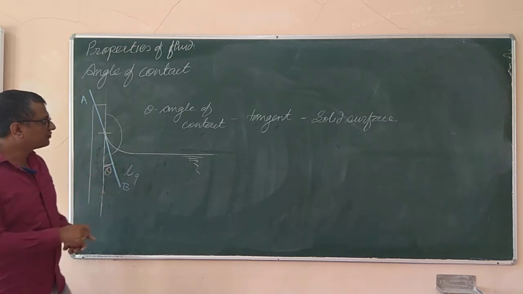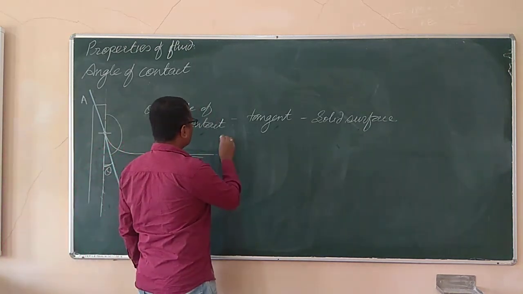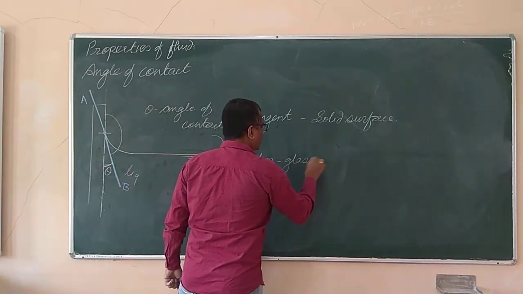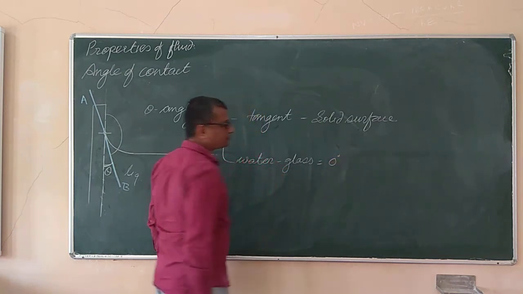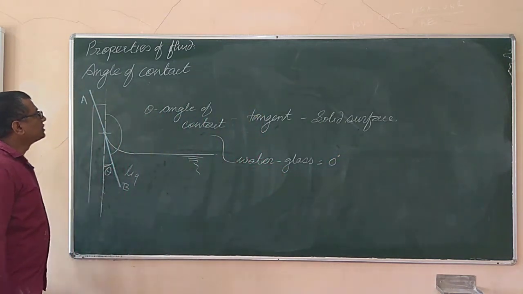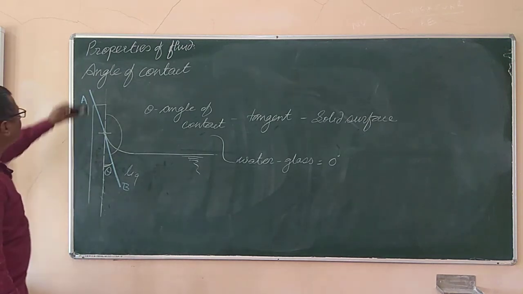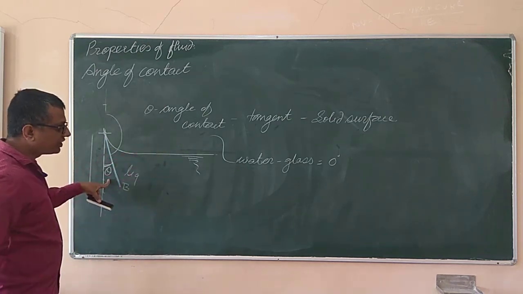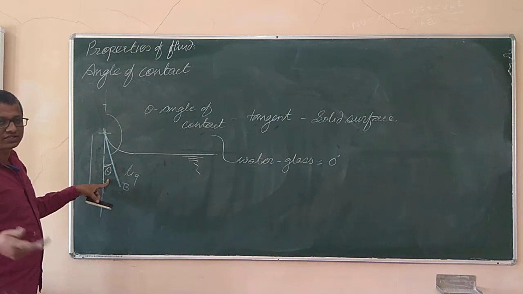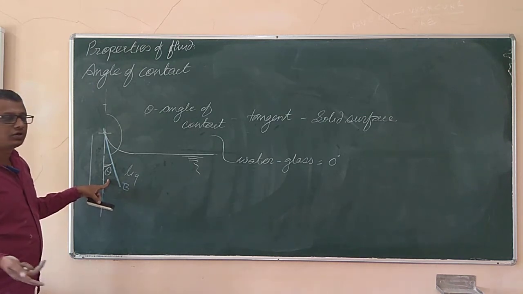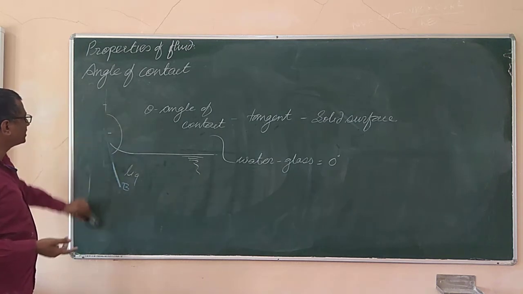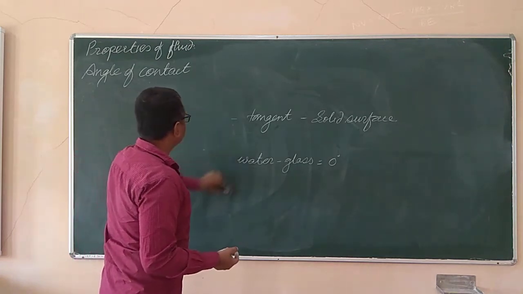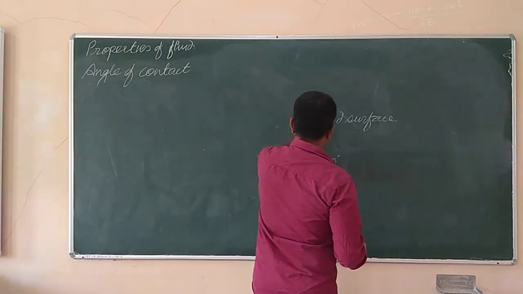Now one example I would like to give you: the angle of contact for the water to glass interface is 0 degree. This is one typical example. In some cases the angle of contact is an acute angle. Here, as I mentioned, it is 0 degree, but for water with other materials like stainless steel, silver or gold, it is mostly an acute angle. But in some cases the angle of contact may have a value of more than 90 degree also, and that case we are also going to see.